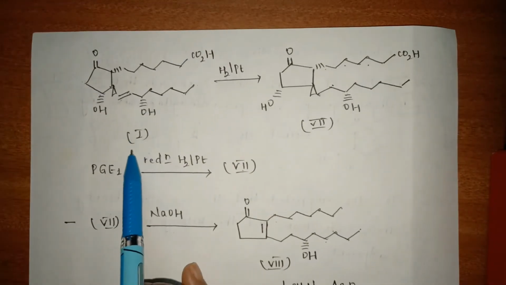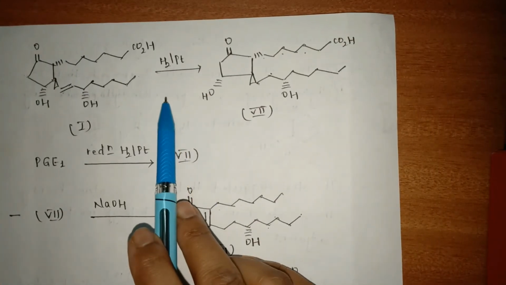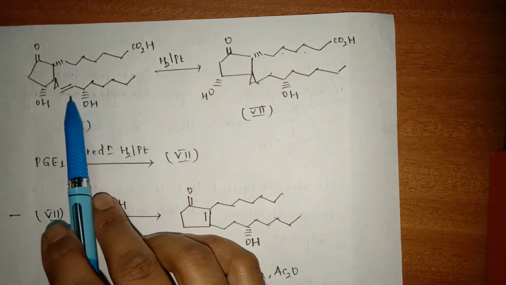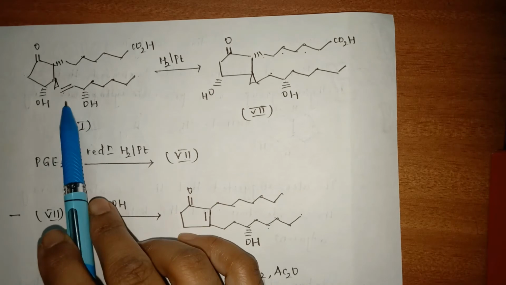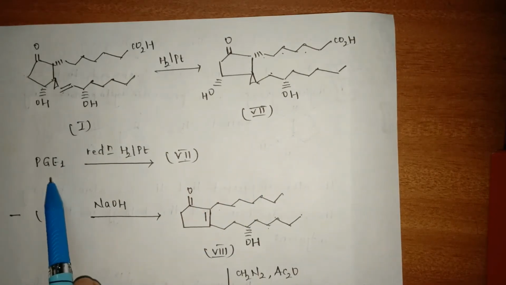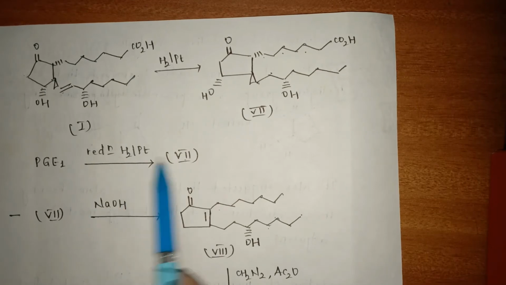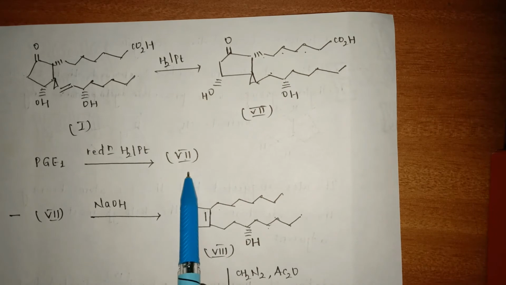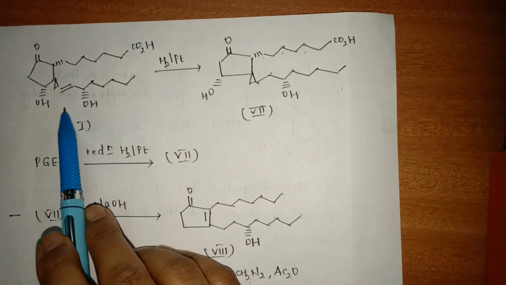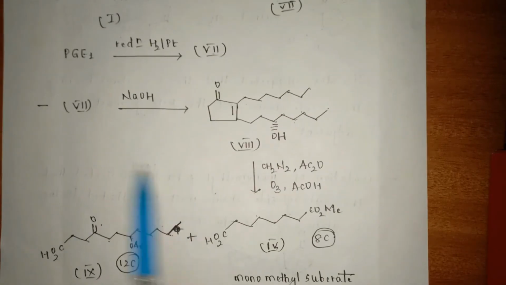Next, coming again to the starting material, PGE1 was picked up and reduced under hydrogen and platinum catalyst. The double bond between C13 and C14 was reduced to give compound number 7. So PGE1 upon reduction in the presence of hydrogen and platinum gave compound number 7. This compound number 7 is nothing but the C=C at 13 and 14 reduced.